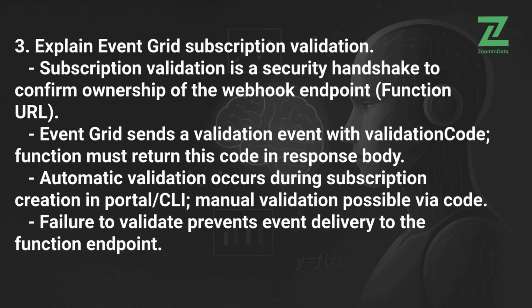3. Explain Event Grid subscription validation. Subscription validation is a security handshake to confirm ownership of the webhook endpoint, function URL. Event Grid sends a validation event with a validation code. The function must return this code in the response body. Automatic validation occurs during subscription creation in portal, CLI. Manual validation possible via code. Failure to validate prevents event delivery to the function endpoint.